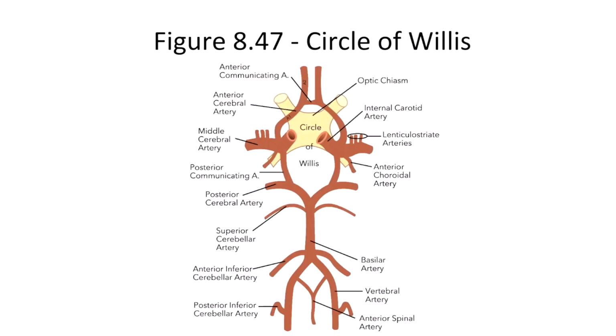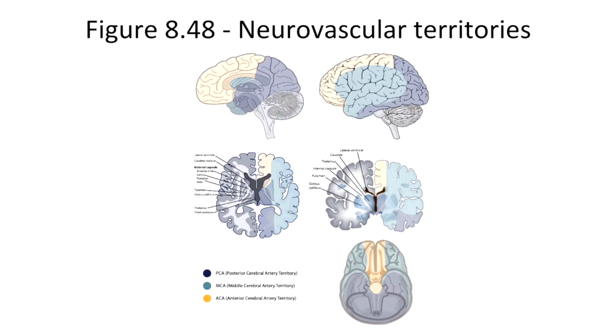Okay, now let's zoom up on this region here. This is figure 8.47 from your text, which shows a close-up view of the circle of Willis. Again, I'm not going to read the labels from this image, but you will need to take some time to commit this to memory. Hopefully, as we go through some questions, the anatomy will become solidified and these images will become easy to recall.